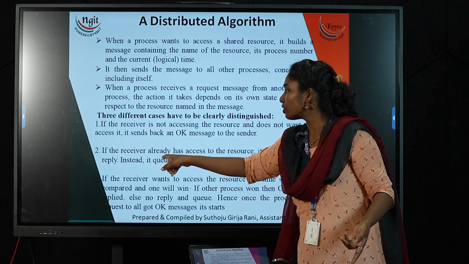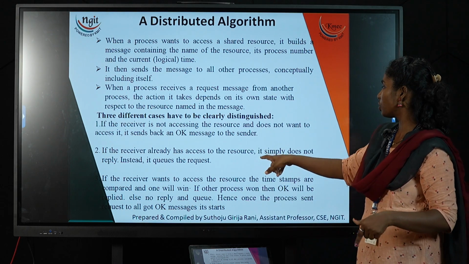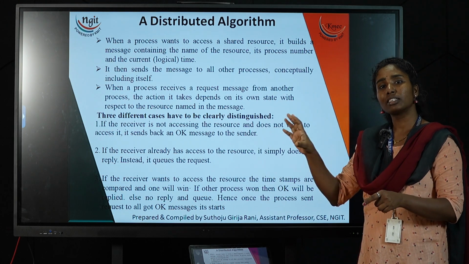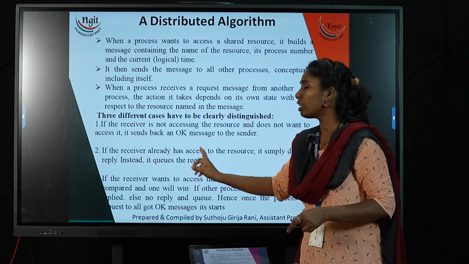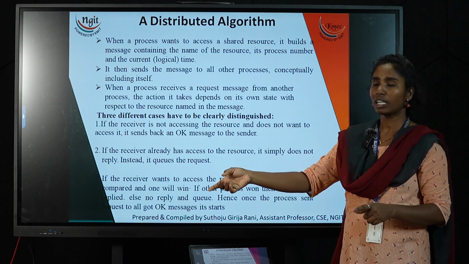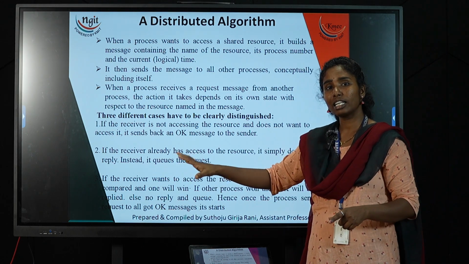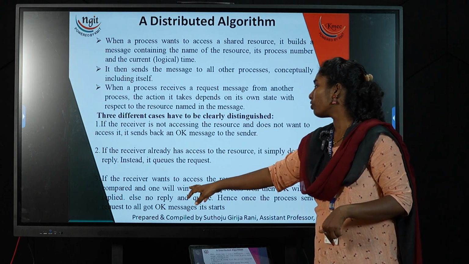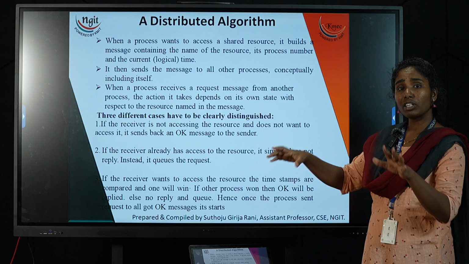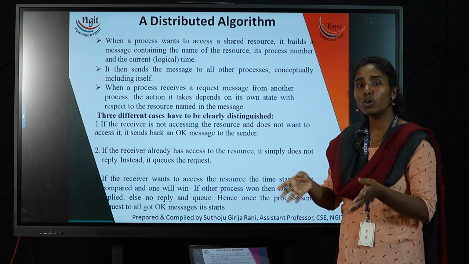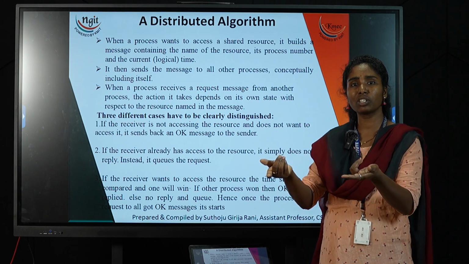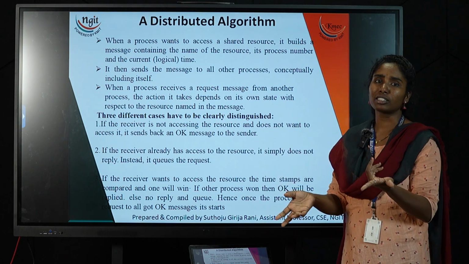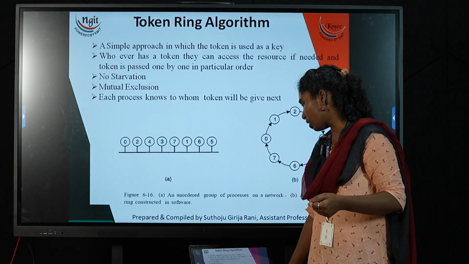Now if the receiver is already accessing the resource, it will not give any reply for some time. After it completes the usage of the resource, it will give the OK message. Till that time the process will be in the queue in waiting mode. Now if the receiver has two more extra processes requesting, depending on the timestamp, whoever comes first will get the chance. So this is what the distributed algorithm is.